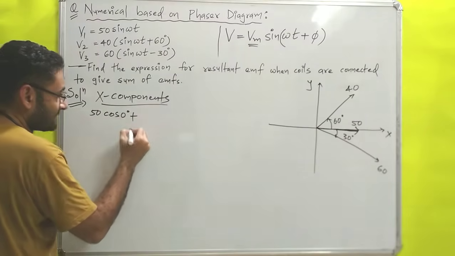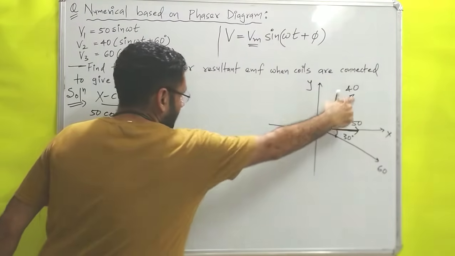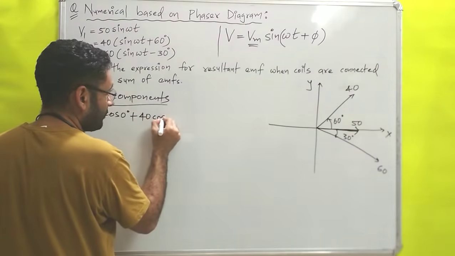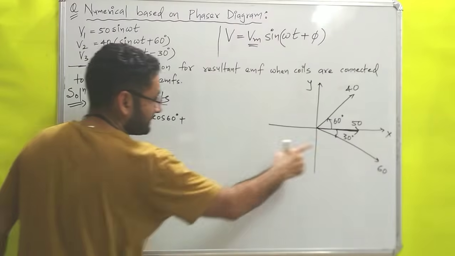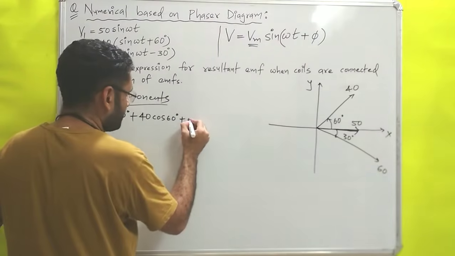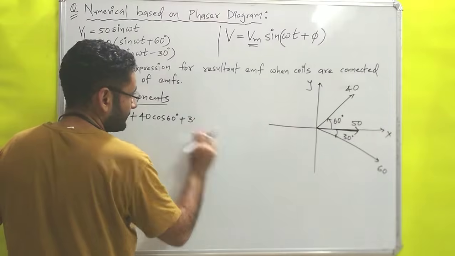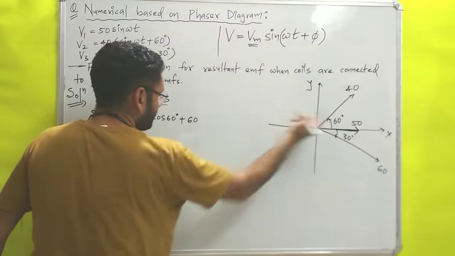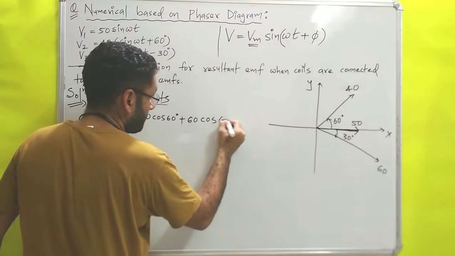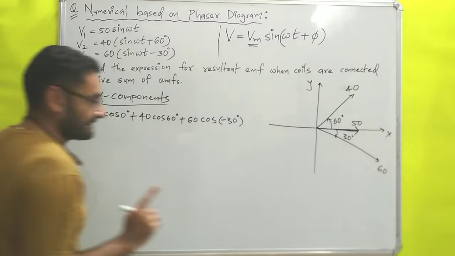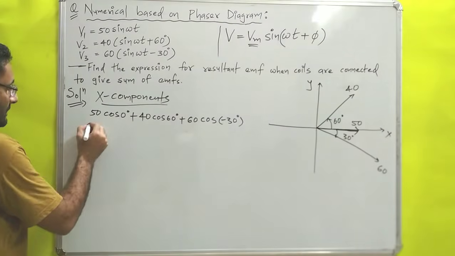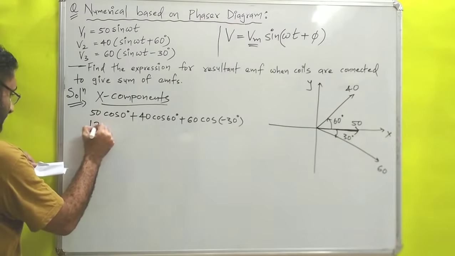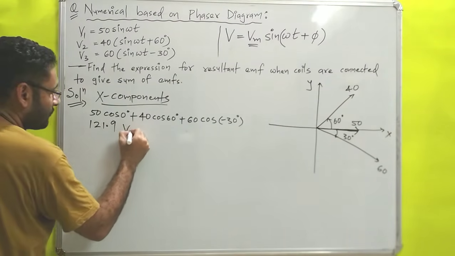plus next is 40 with the x-axis, the component is 40 cos 60, plus next is 60, the angle is cos minus 30 degrees, because it is below the x-axis. Okay, if you calculate the answer, which I have already calculated over here, the x component is 121.9 volt.